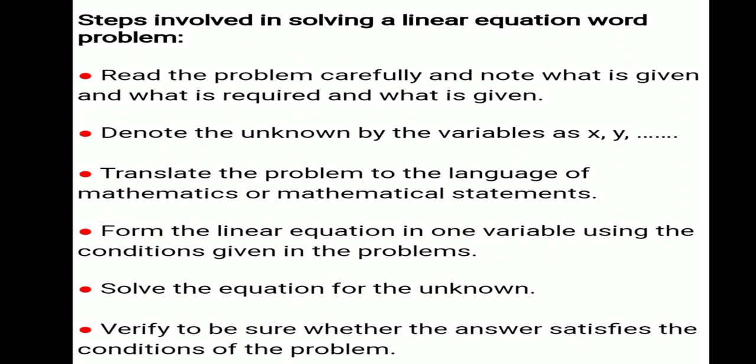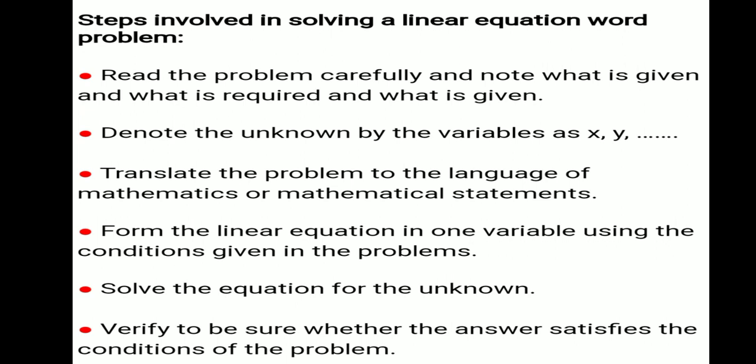First, read the problem very carefully and note what is given and what is required. Then after that, you have to assign a variable. It could be any x, y, a, m, n, or t, any variable, to the unknown number you want to find out.